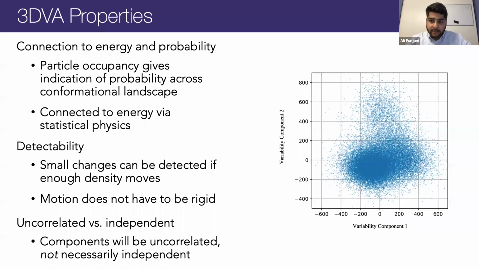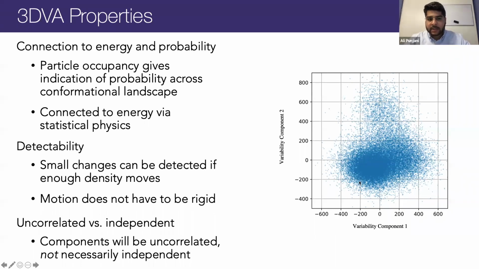But that does not mean that the variability components, the heterogeneity that each one is capturing, is actually independent. Independence would require that knowing something about one of the variability components, a particle's position along one of them, doesn't tell you anything about the other. But you can see, for example, in this small example, knowing that variability component 2 is high or low tells you a whole lot about variability component 1. And so we don't have independence.